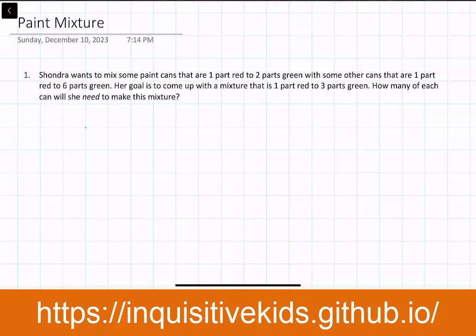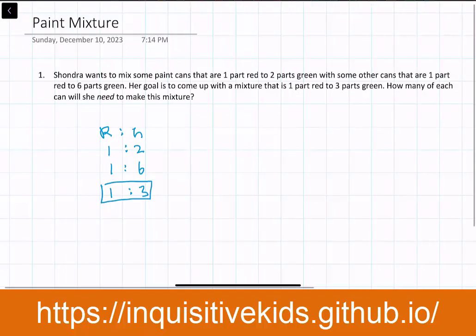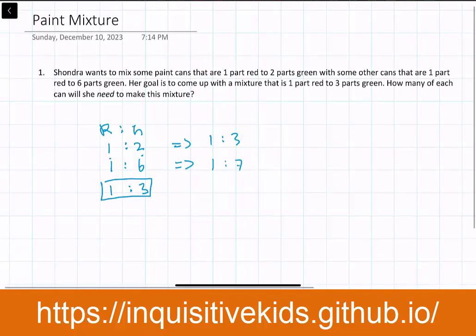So first we have red to green, and our ratios are 1 part red to 2 parts green and 1 part red to 6 parts green. And we want the result to be 1 part red to 3 parts green. We can first turn 1 to 2 into 1 to 3. What I did here was add 1 and 2 together to get the total number of portions, which is 3. We do the same to the second ratio, which turns it into 1 to 7. And our result ratio would be 1 to 4.